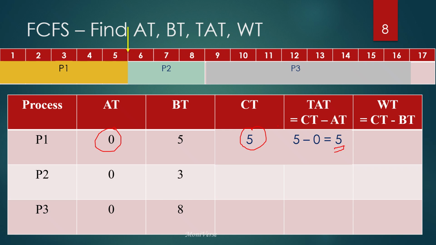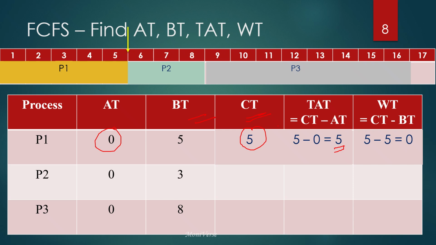So next one is waiting time. Waiting time indicates how much time a particular process P1 has been waiting in the ready queue to get executed. As it entered the ready queue, it went inside the processor since it was idle. So the waiting time will be 0. The formula for calculating it is the completion time minus the burst time. Completion time is 5, burst time is 5. So 5 minus 5 is 0.